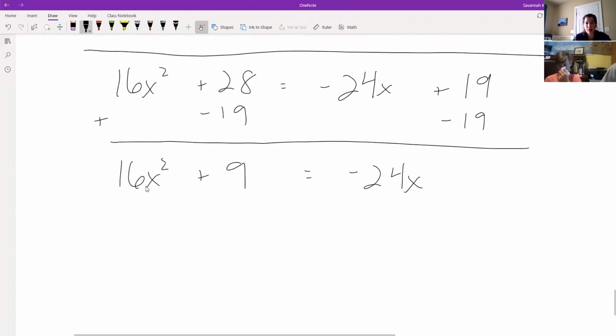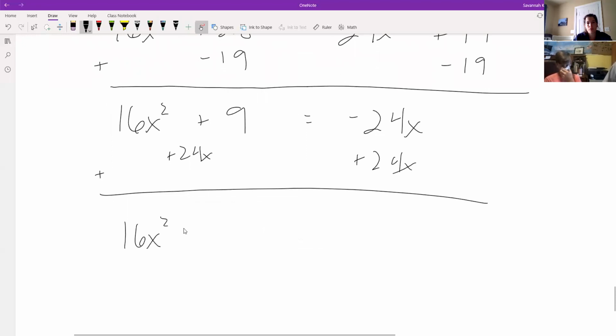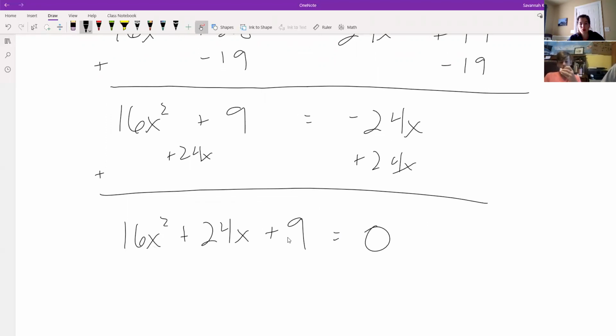And then last thing, if you want to add the 24x over, it will not have anything to go together with. I'm going to tuck it here in the middle. Like that. So at long last, a lot of things needed to be added or subtracted over, but I finally have a polynomial equal to 0. And of course, having that polynomial, I have to ask myself, as always, is there an overall GCF?